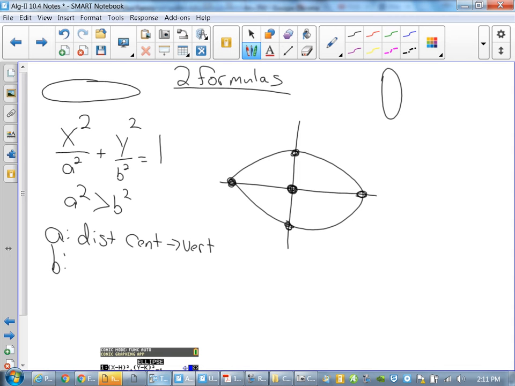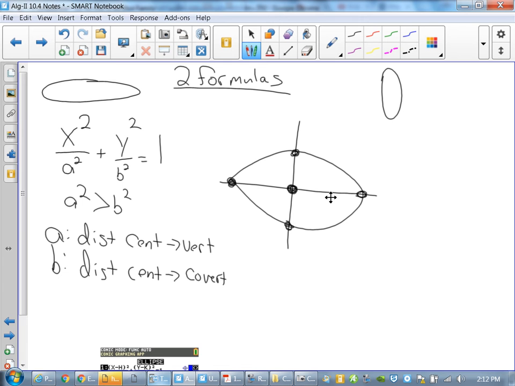B is always going to be the distance from the center to what's called the co-vertex. The way you're stretched is called the major axis. So if it's stretched left and right, your vertex goes left and right. Your co-vertex is when it's squished, and that's called the minor axis. So that will be vertical. For an ellipse, whether they're stretched left and right or up and down, the ones that are further away will always be your vertex.